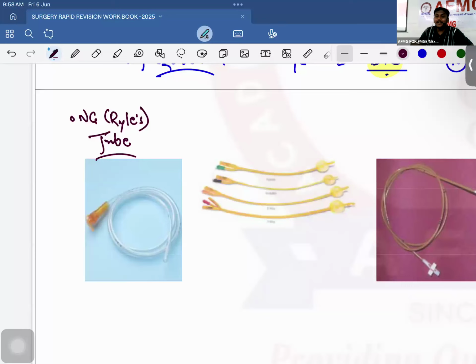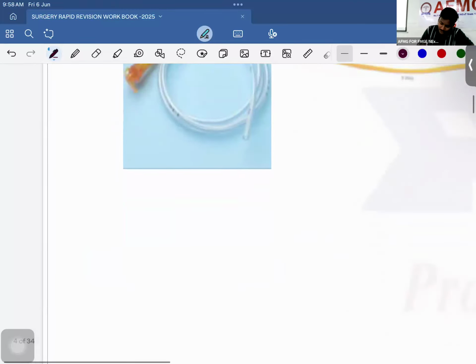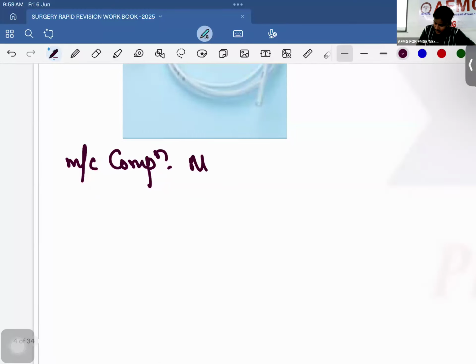Next important, what is the most common complication associated with the nasogastric tube or nasogastric feeding? Most common problem? Migration or displacement of the tube. Clear? So please remember, either you can say migration or you can say displacement of the tube. The tube moves from its place, okay?